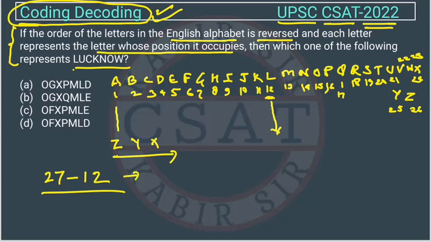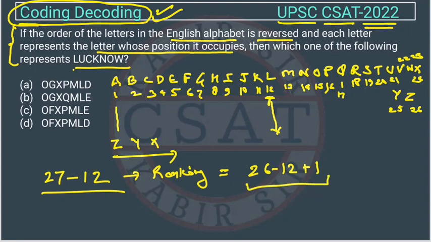This is nothing but the concept of ranking. Suppose the rank from the top is 12. What will be the rank from the end? If you remember the formula, we normally do 26 minus 12 plus 1. This is the same thing I am doing here, 27 minus 12, which is equal to 15, right? So the letter which is at position 15 will come at position 12 when we reverse it. So this is the only concept.